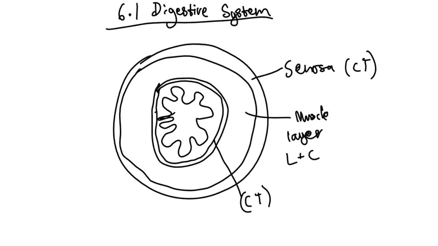Then we have the mucosa, which is the highly folded end, where the surface epithelium reaches the lumen. This is the lumen right here, and that's where the absorption occurs. In terms of the features, here we have villi on the mucosa, and what the villi do is increase the surface area for absorption.